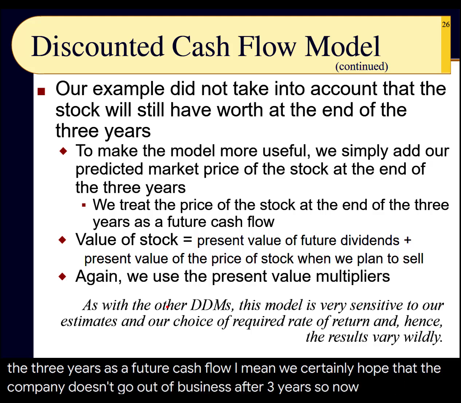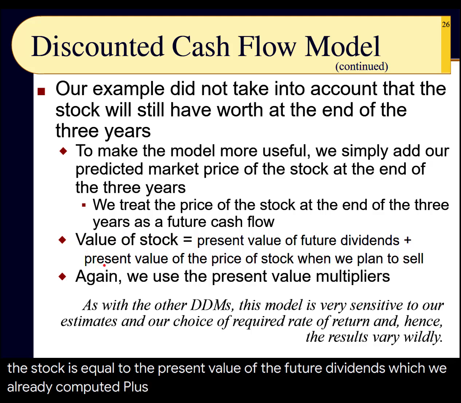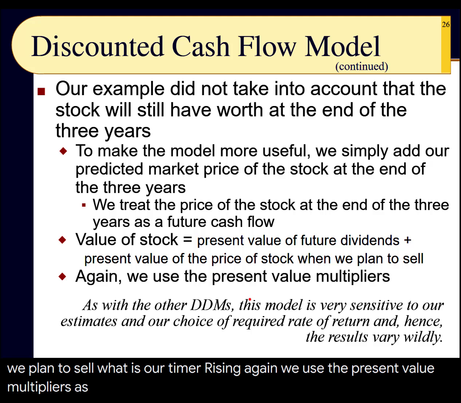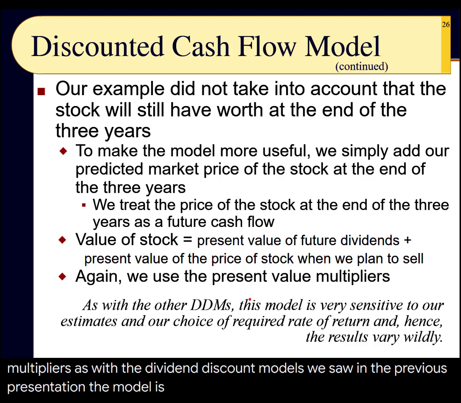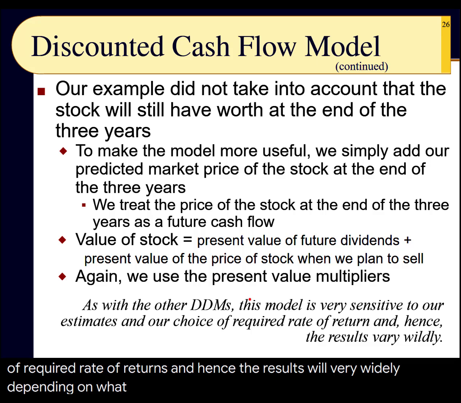So now the value of the stock is equal to the present value of the future dividends, which we already computed, plus the present value of the price of the stock when we plan to sell. What is our time horizon? And again, we use the present value multipliers. As with the dividend discount models we saw in the previous presentation, the model is very sensitive to our estimates and our choice of required rate of return, and hence the results will vary wildly depending on what inputs we give to it, depending on what our discount rate is.